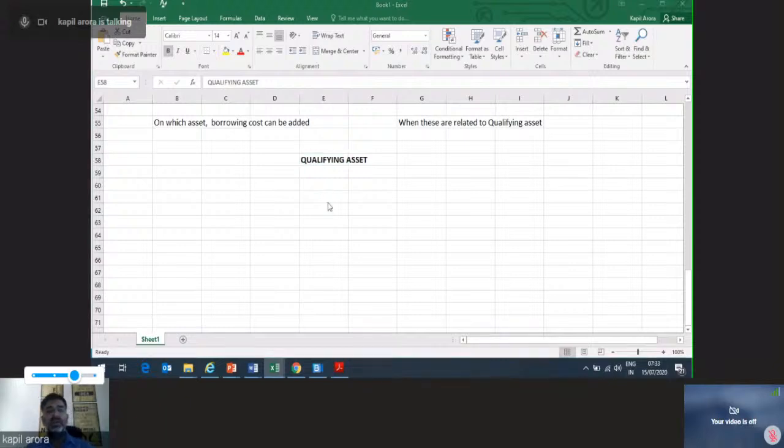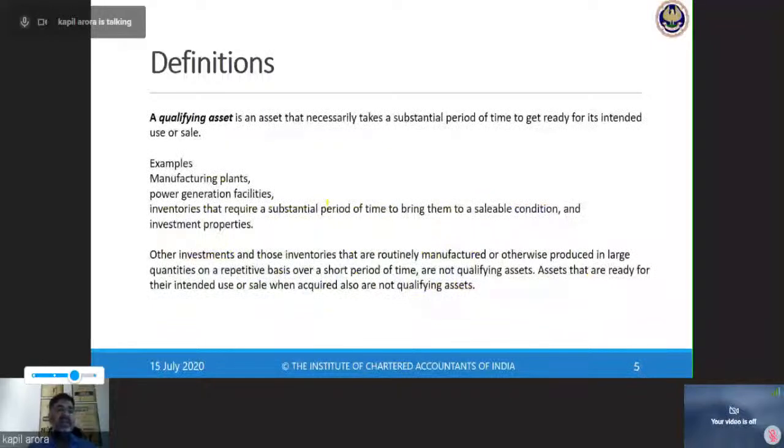Now, what is a qualifying asset? A qualifying asset is the asset which takes a substantial period of time to get ready for its intended use or sale. So it is the asset which takes a substantial period of time. Please make a note of it.